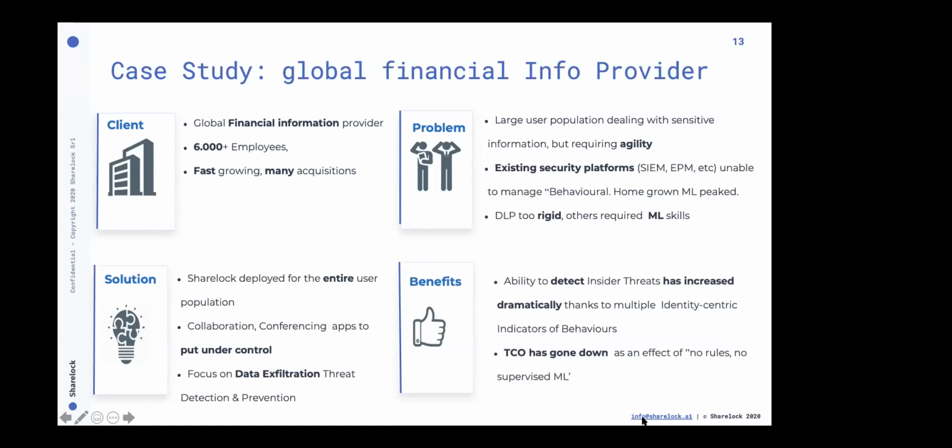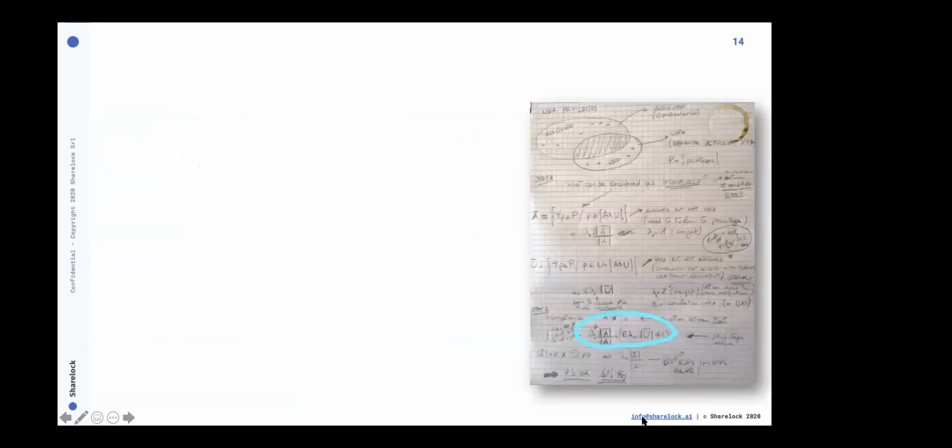Of course, needless to say, they've been able to increase their ability to detect insider threats thanks to all the stuff we provide, and they are able to have a way reduced number of false positives compared to their homegrown system and compared to the attempts they made using some rule-based systems. And of course, the TCO has gone down because they just feed Sherlock with their log file, and there is no need to train anything in the system because, again, our platform algorithms are unsupervised.